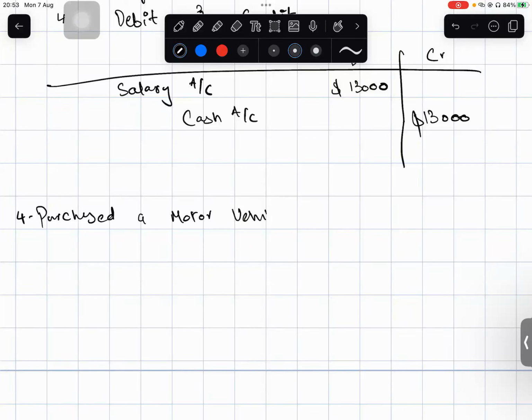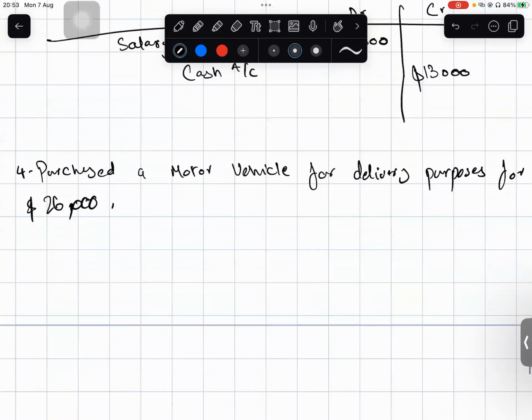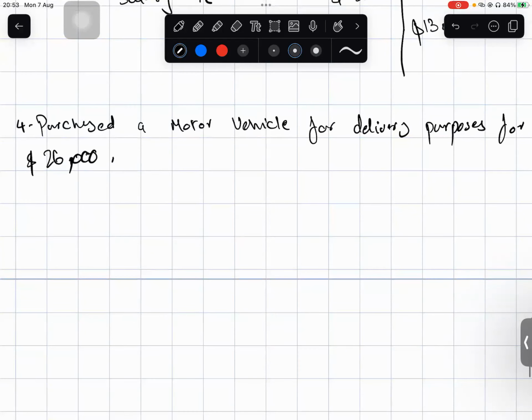Purchase a motor vehicle for delivery purposes for $26,000. That's it. Okay, so this is a different one from what we've done so far.